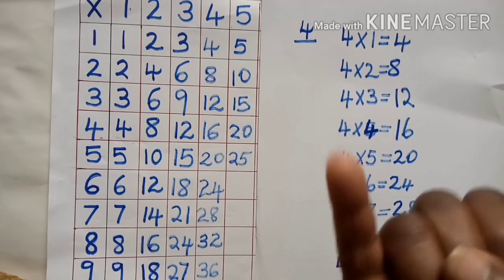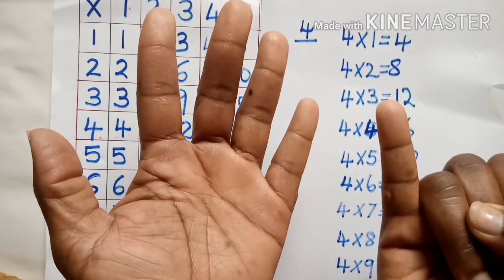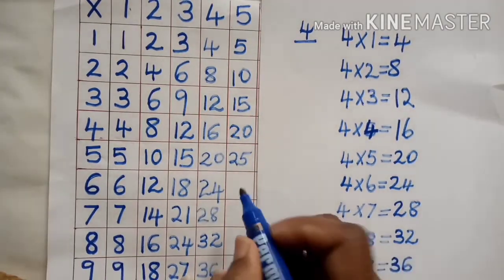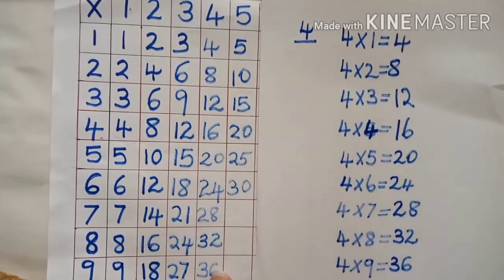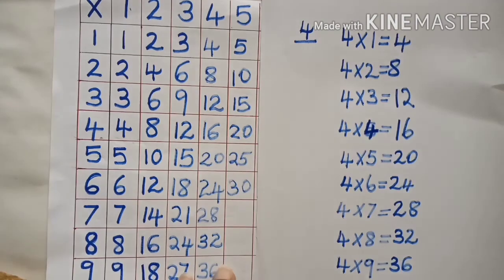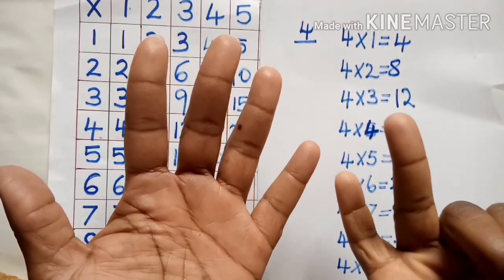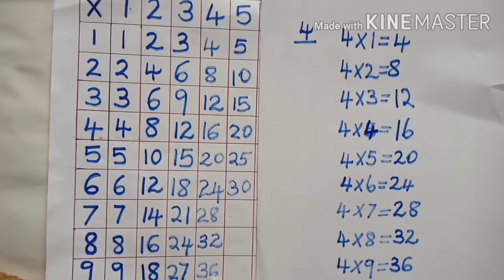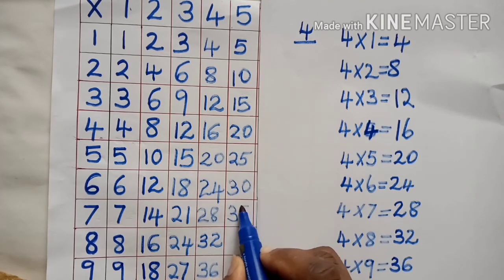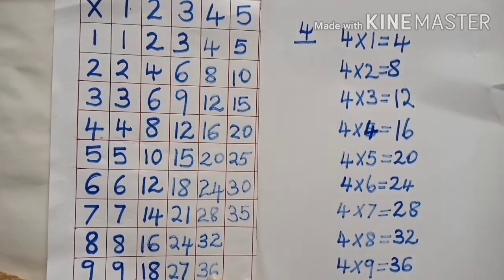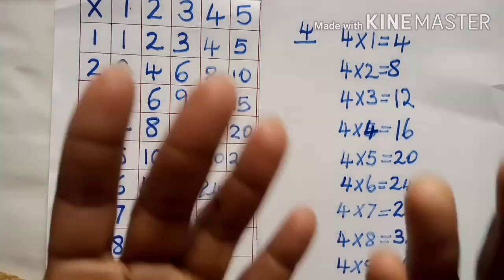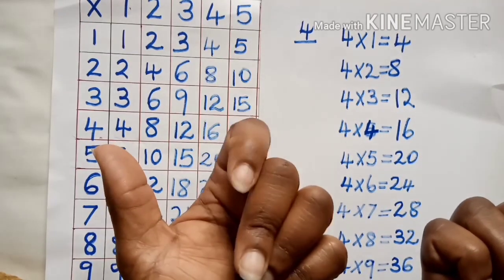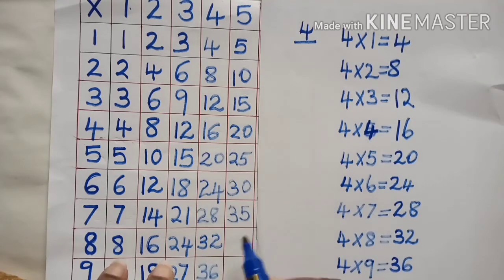What of 6 times 5? 6 fingers out, and you count in fives. 5, 10, 15, 20, 25, 30. So 6 times 5 is 30. 7 times 5 is 7 fingers out, count in fives. 5, 10, 15, 20, 25, 30, 35. 7 times 5 is 35. 5 times 8, 8 fingers out, count in fives. 5, 10, 15, 20, 25, 30, 35, 40. 8 times 5 is 40.